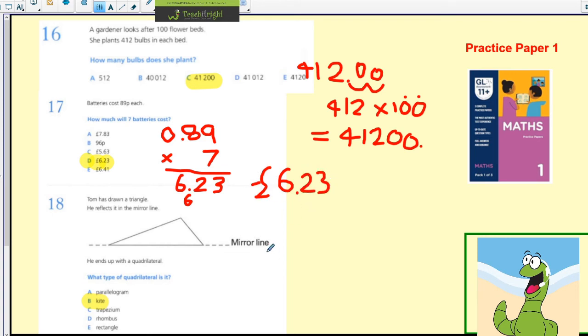Number 18, Tom has drawn a triangle, he reflects it in the mirror line. He ends up with a quadrilateral. What type of quadrilateral? Well, you could do a little sketch here. That is a kite.